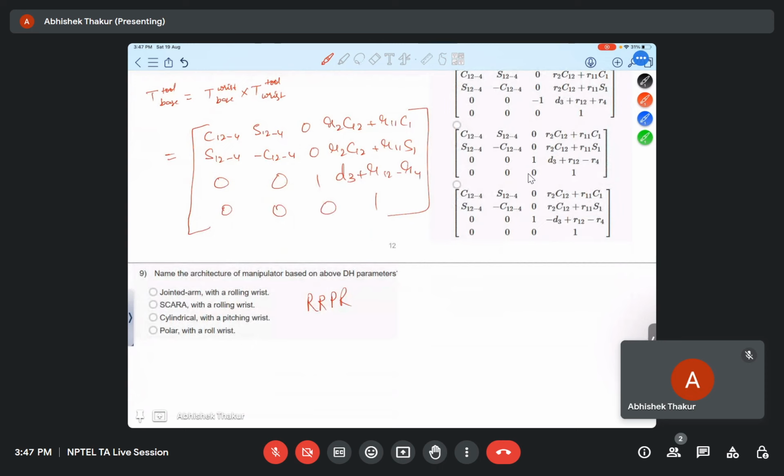So name the architecture of the manipulator based on every DH parameter. The SCARA manipulator is RRP. SCARA with a rolling rest will become RRPR. Okay.